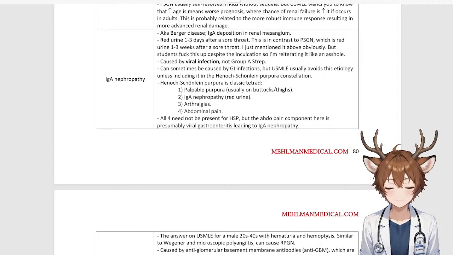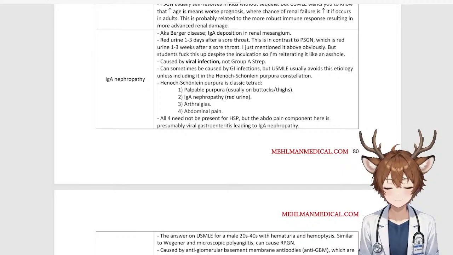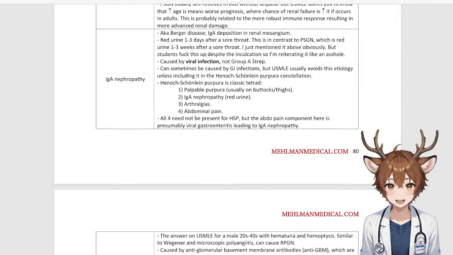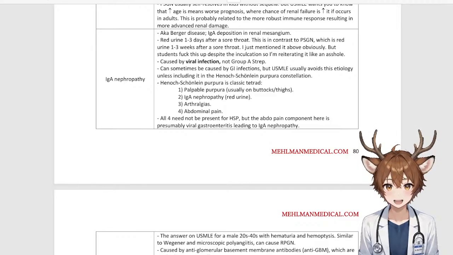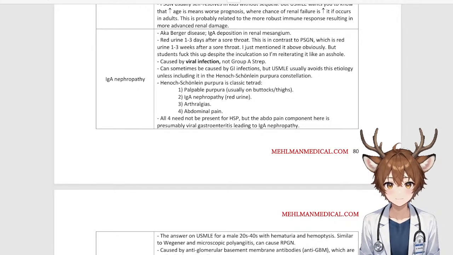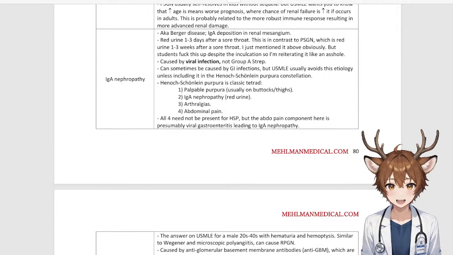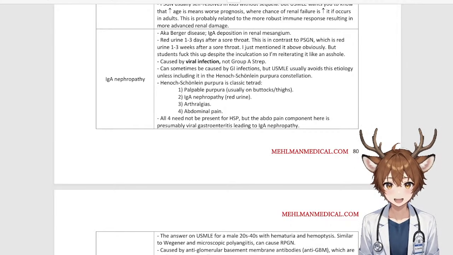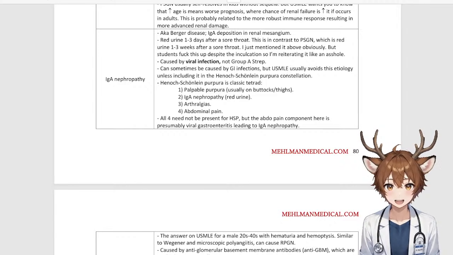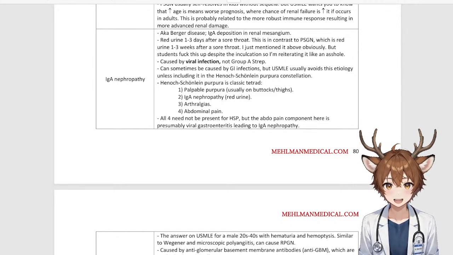IgA nephropathy, aka Berger disease: IgA deposition in renal mesangium, red urine 1 to 3 days after a sore throat. This is in contrast to PSGN, which is red urine 1 to 3 weeks after a sore throat. I just mentioned it above, obviously, but students can mess this up despite the inculcation, so I'm reiterating it. Caused by viral infection, not group A strep.